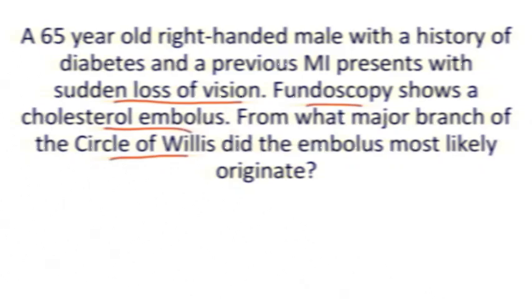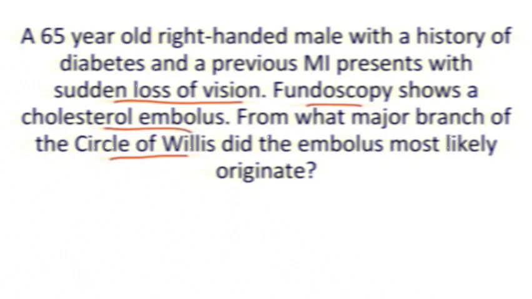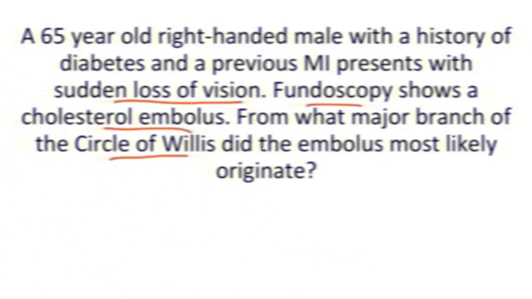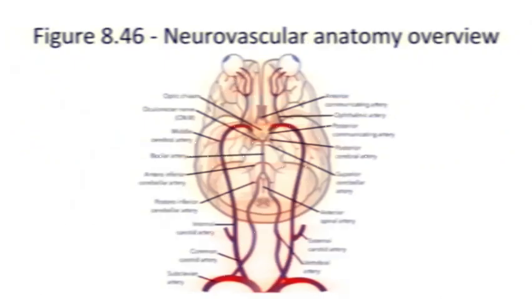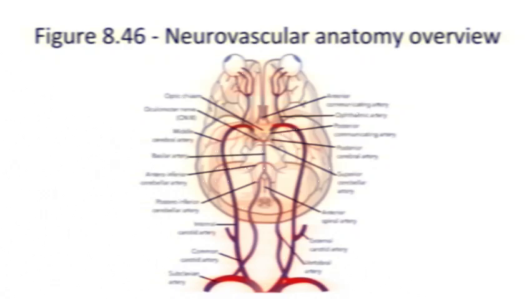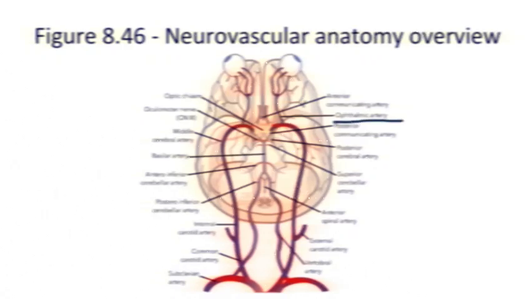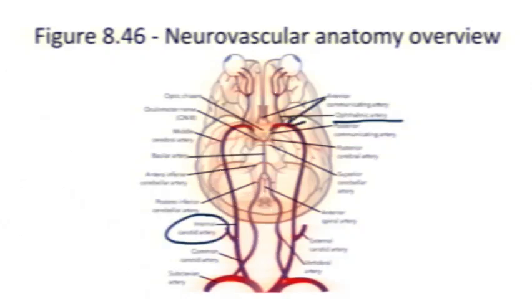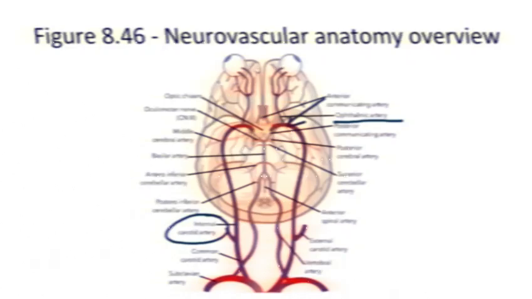Recall that the ophthalmic artery is a branch of the internal carotid artery, so the embolus must have originated from the internal carotid artery. Let's pull up an image so you can see what's going on. This is figure 8.46, which provides a general overview of the neurovascular anatomy. From this image, we can see the ophthalmic artery right here. Notice how this artery is a direct branch of the internal carotid artery, this region right here. So again, the embolus most likely originated from the internal carotid artery.